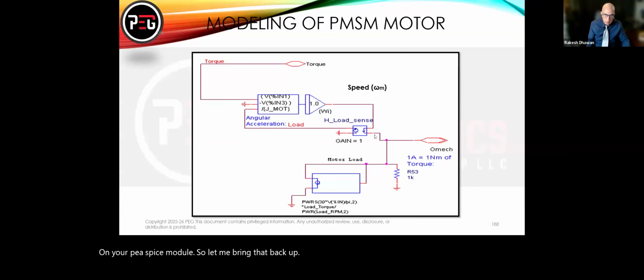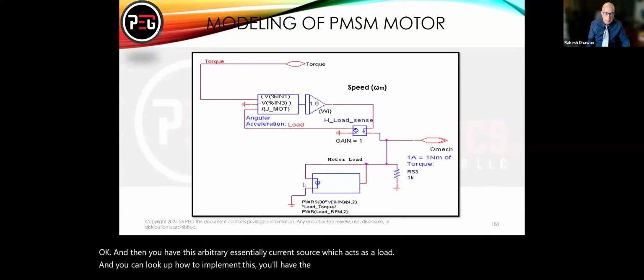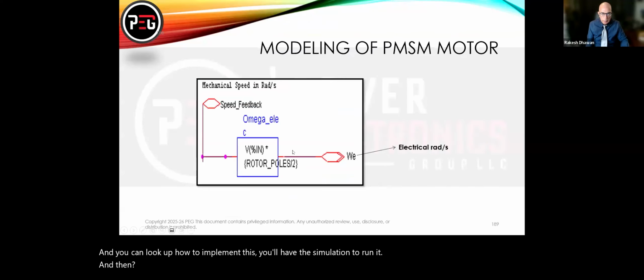So let me bring that back up, okay? And then you have this arbitrary current source, which acts as a load. And you can look up how to implement this. You'll have the simulation to run it. And then let's move forward.